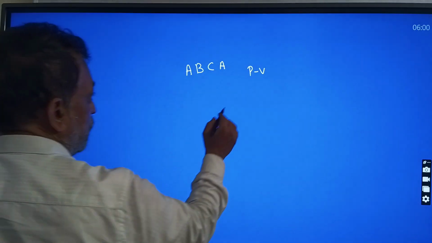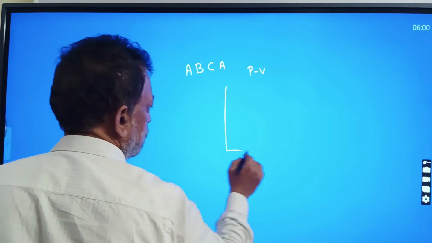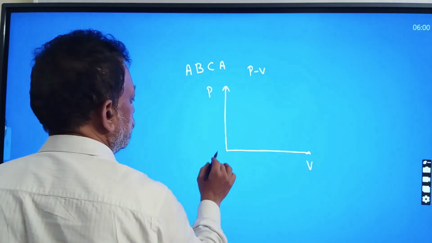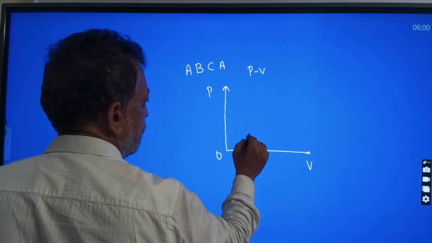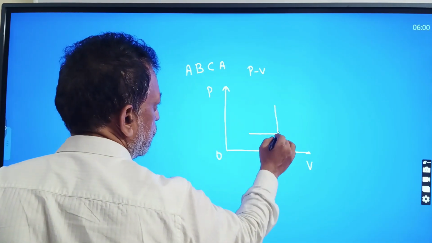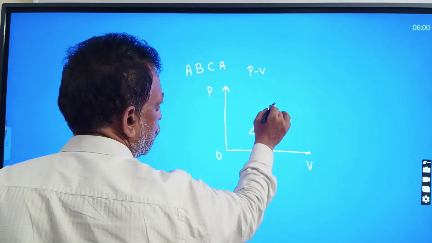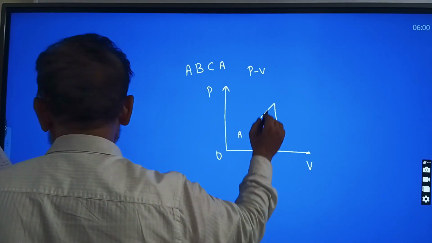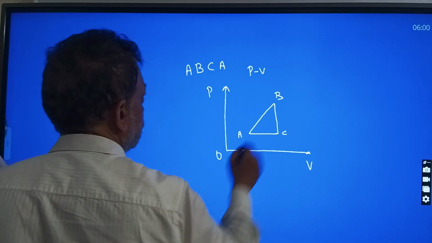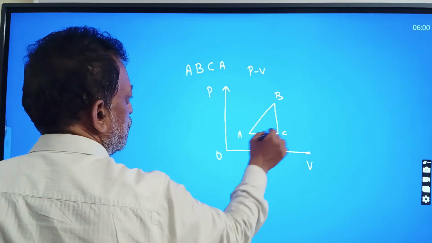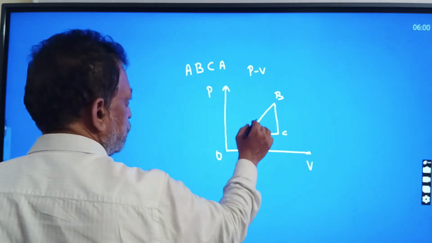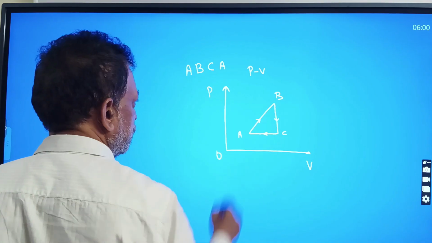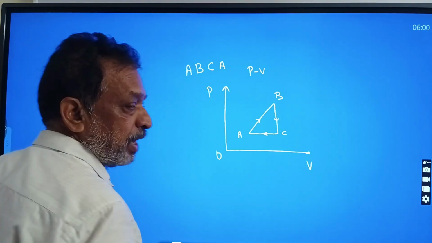Now see this one, they are given the diagram. This is the volume, this is the pressure. So like this they are given, please see this one. The shape is a right angle triangle. I can take A, B, C, A. So the loop is A to B, B to C, C to A. Is it clockwise or anti-clockwise?